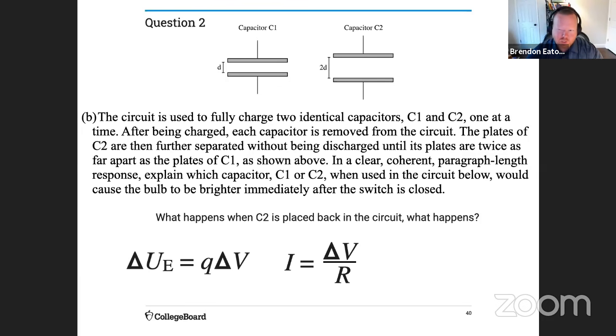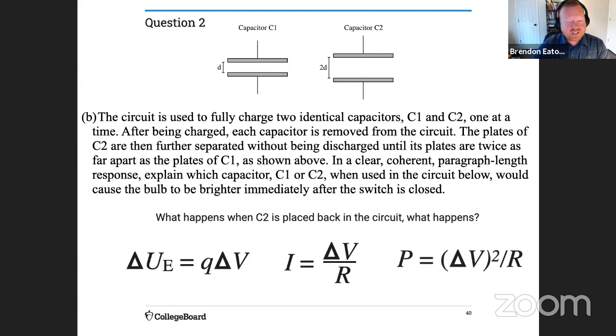What's going to happen to current? Because really, what are we trying to figure out here? We want to know, is the bulb going to be brighter immediately after the switch is closed, or is it dimmer when you put C1 and C2 back in the circuit? Actually, we're just putting C2 back in the circuit. That's all we care about, because putting C1 into the circuit doesn't change anything. So what's your current going to do? Well, your resistance across that bulb is still the same, and you know delta V has increased. So according to Ohm's law, that means that my current has to have increased as well.